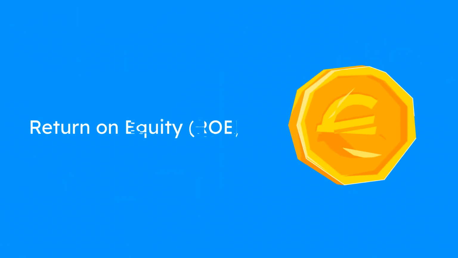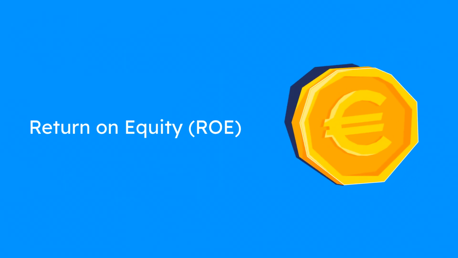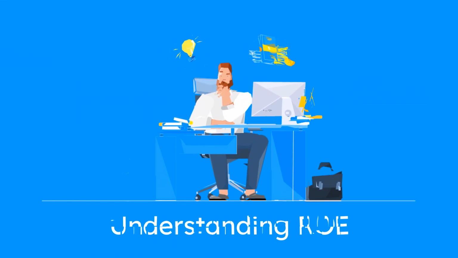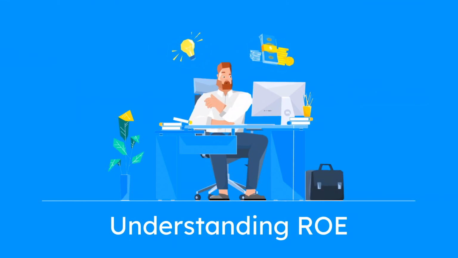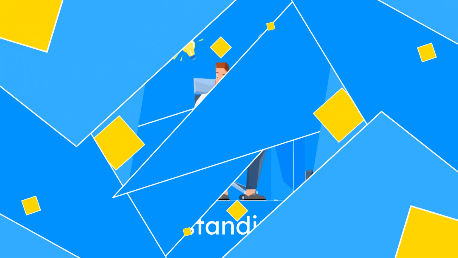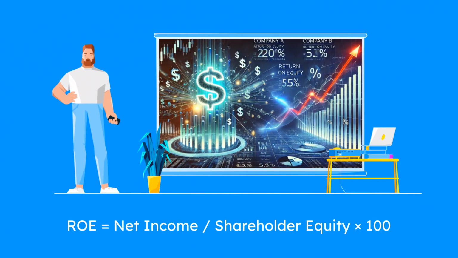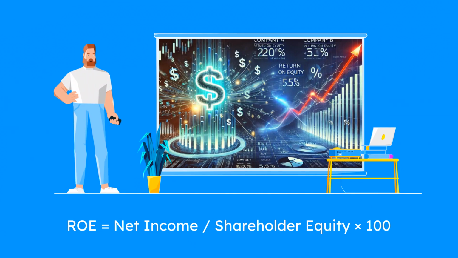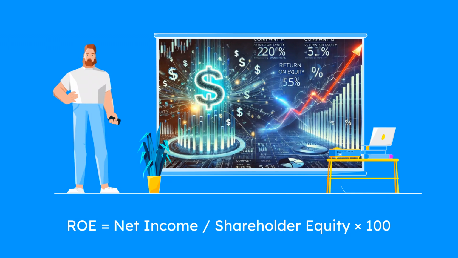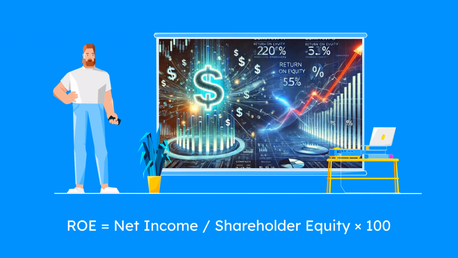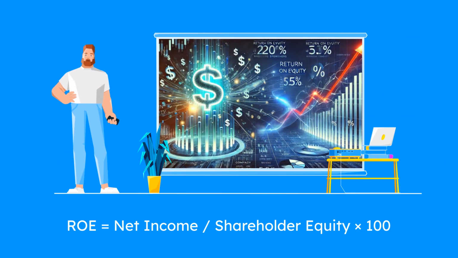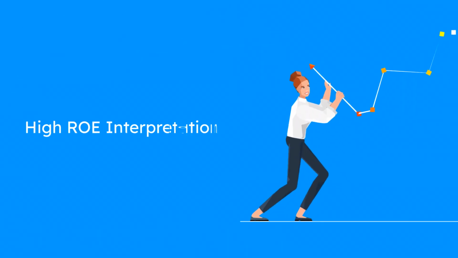Second key point is the return on equity. The return on equity, ROE, measures how efficiently a company uses shareholder money to generate profits. It's like asking, for every dollar I invest, how much profit will I get back? Return on equity equals net income divided by shareholder equity, multiplied by 100. Example, if a company earns $200,000 in profit and has $1,000,000 in equity, its ROE is 20%. This means it generates 20 cents in profit for every $1 invested.